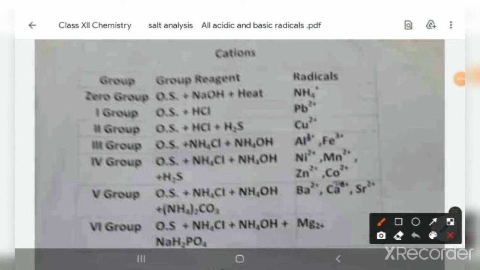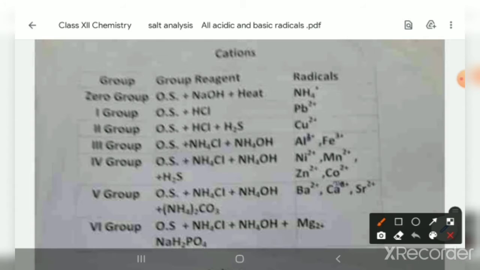Today in my chemistry lecture I am going to discuss salt analysis. Under this salt analysis you have to identify the cation and anion. So firstly you see the list of the cations. Cation means an atom or group of atoms carrying a positive sign.